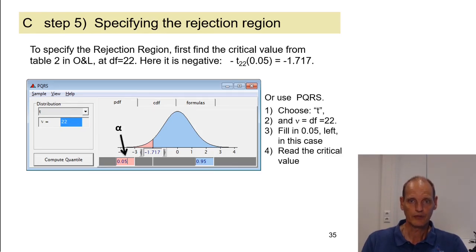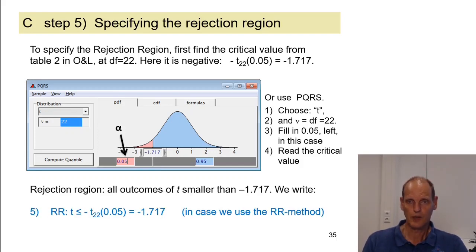In PQRS we can see this more clearly. We have a t distribution with 22 degrees of freedom. On the left-hand side, we cut off 5%, and then we see here the critical value minus 1.717. So how to do that? We choose a t-distribution, we choose degrees of freedom 22, fill in 0.05 and read the critical value here.